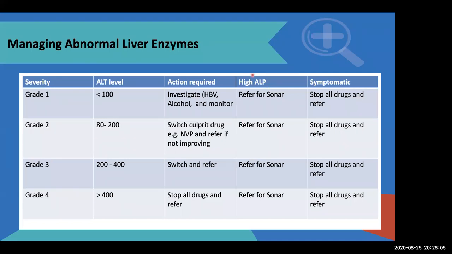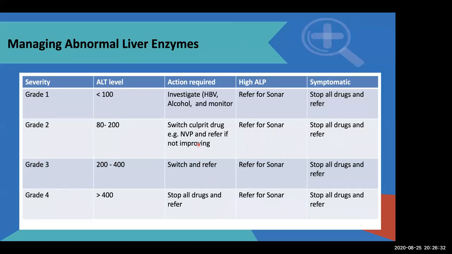If a patient does not have symptoms, so they are stable, you're just doing your monitoring blood, you did the ALT and the ALT is between 80 and 200, you need to review their drugs. If there's a drug that is known to cause liver toxicity like nevirapine, you just stop that drug, right? Any time you have an ALT that is above 200, you need to refer the patient. 400, you stop all the drugs, you know, and refer.